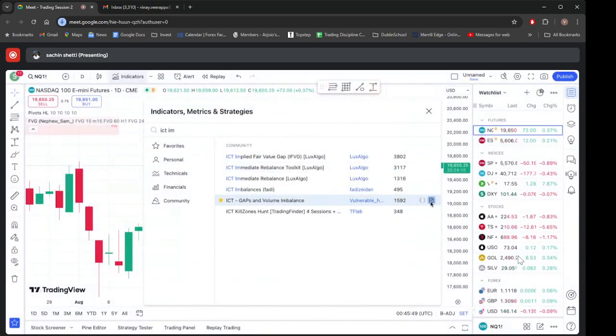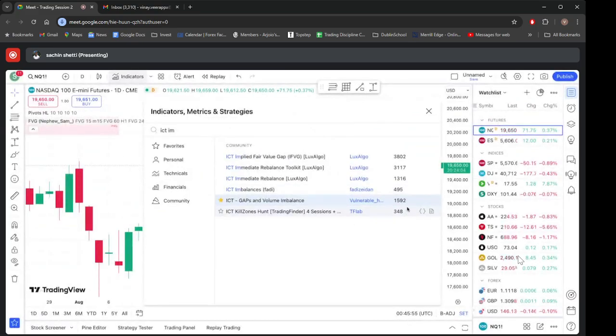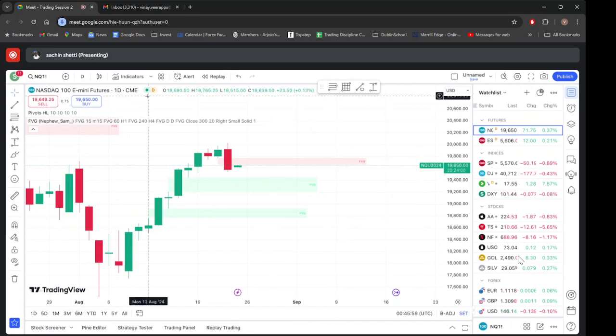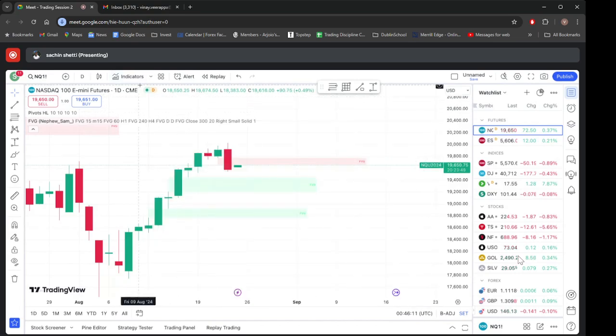You need to remove the previous one. Close this. No, close it. Remove the one that you had added. How do you remove that FVG? Yeah, remove that. Just hover over it. No, close this, over here.